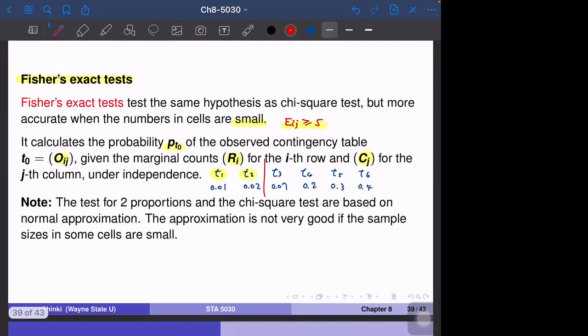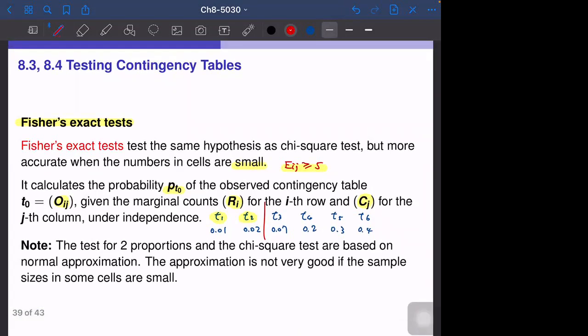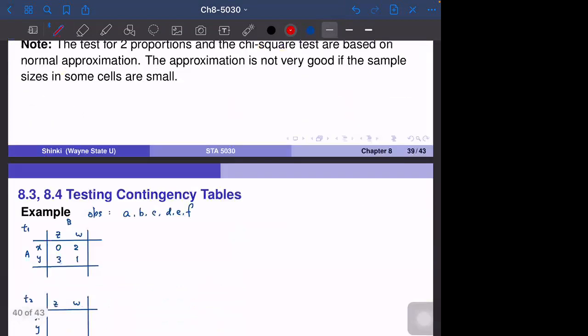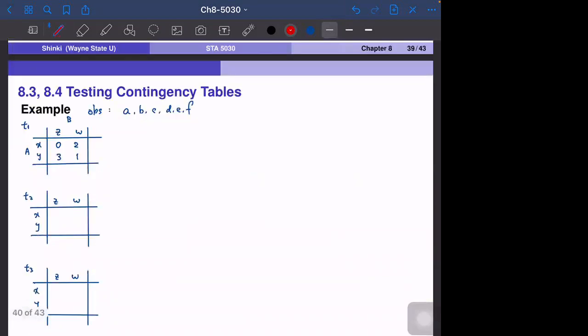And yeah, so that is the table. But to explain Fisher's exact test concretely, we will have a small example. We want to test whether factor A and factor B are independent or not. We have only 6 observations, A, B, C, D, E, F, and we have these numbers of observations. Anyway, with only 6 observations it's hard to say, but if we compare the ratio, this is 0 to 3 and 2 to 1, so possibly A and B are dependent. So we want to test.